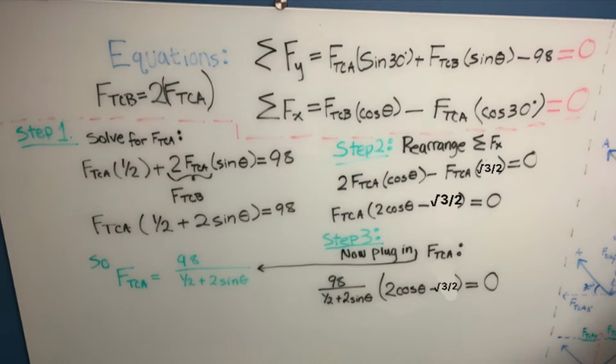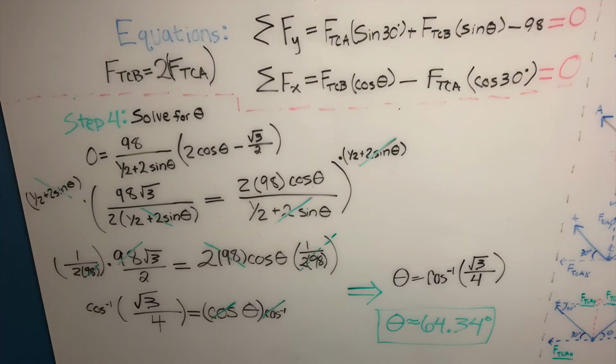Just like in step 1, replace FTCB with 2 FTCA and cosine 30 with square root of 3 over 2. And now factor out FTCA. Step 3. Now we can plug in the FTCA we solved for in step 1. Step 4. Now we can finally solve for angle theta. Distribute the term 98 over 1/2 plus 2 sine theta and subtract the second term so the terms are on opposite sides of the equal sign.